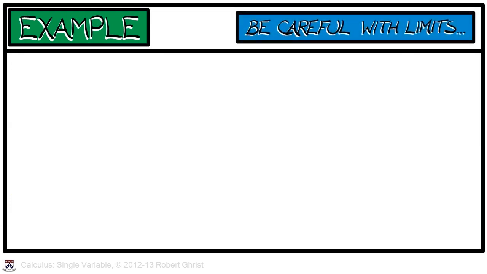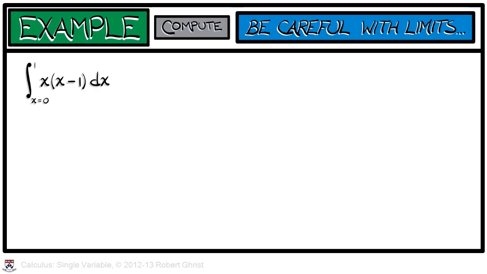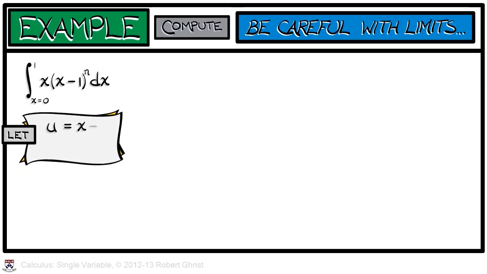Let's consider another example, one that illustrates how we have to be careful with limits when applying integration techniques. Let's consider the integral as x goes from 0 to 1 of x times (x minus 1). Well, no, that's too easy. Let's say x times (x minus 1) to the nth power dx, where n is some positive integer. Well, one way to solve this would be by substitution, letting u be x minus 1. du is equal to dx, and so we obtain, simply, the integral as x goes from 0 to 1 of (u plus 1), that's x, times u to the n du.